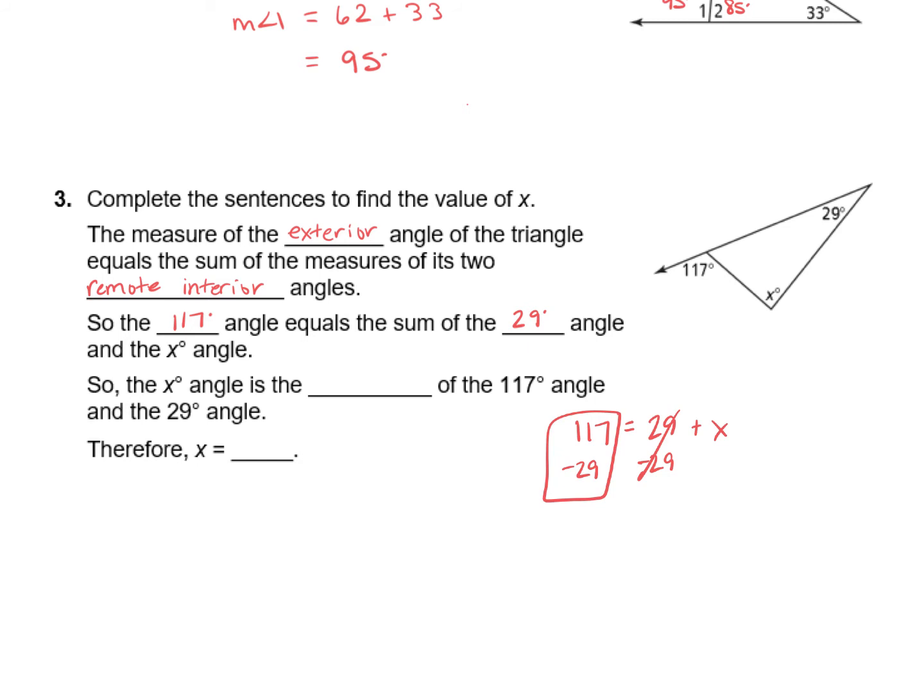So the x degree angle is, because we subtracted, the difference of the 117 degree angle and the 29 degree angle. So there's that 117 minus 29. And when we do that, we get x to equal 88 degrees. So therefore, x equals 88 degrees.